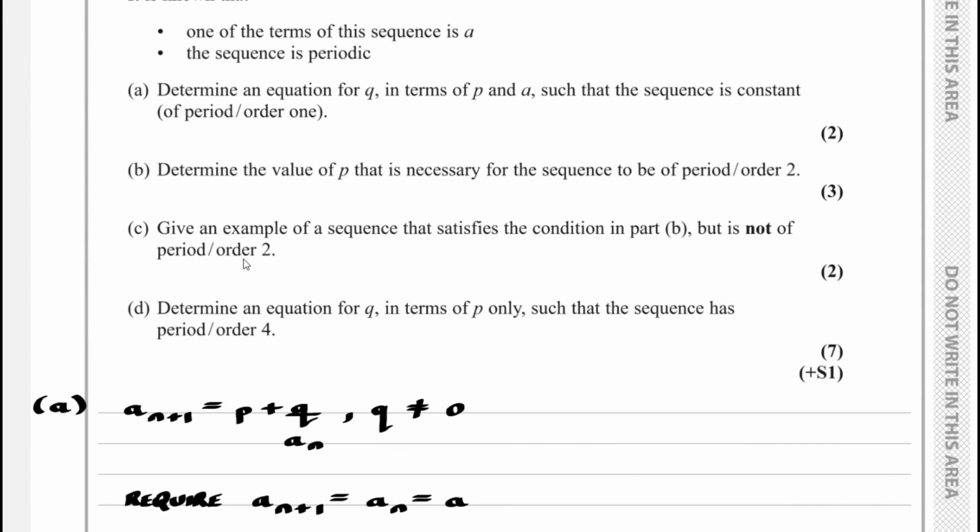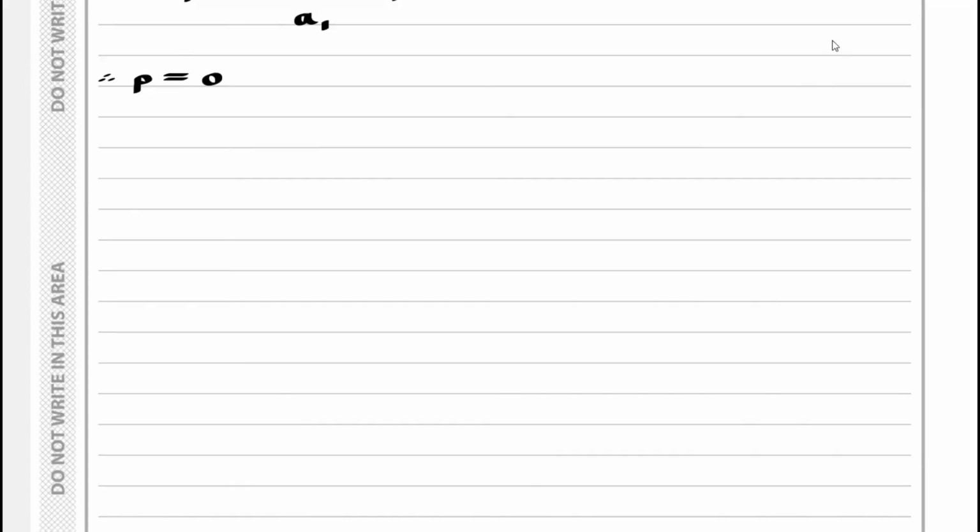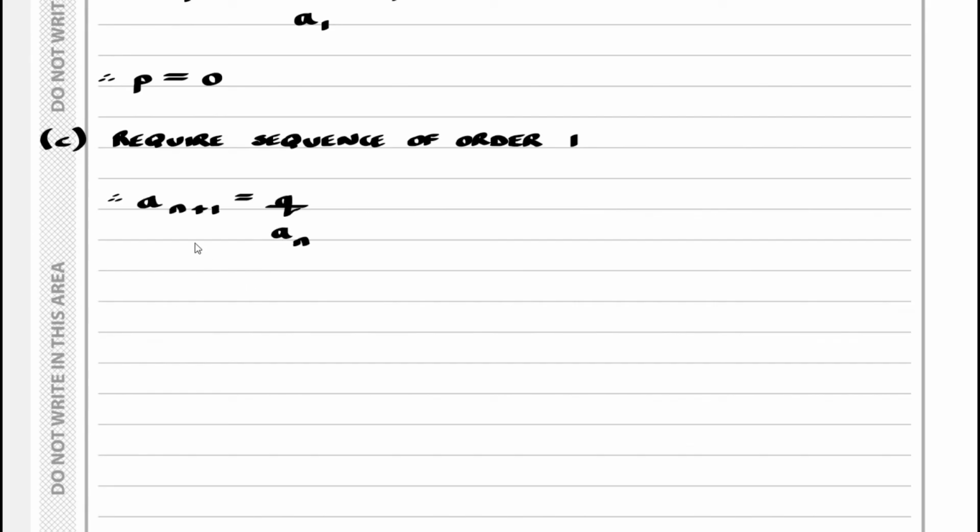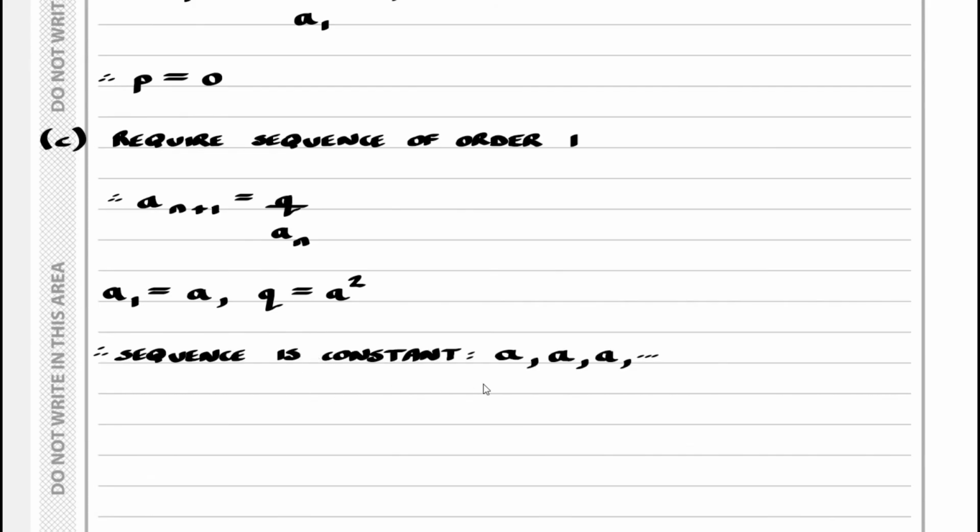Part C, give an example of a sequence that satisfies the condition in Part B but is not of period/order 2. Well, for Part C, we require the sequence of order 1. So if I think about something like a_(n+1) equals q over a_n, with a1 equaling a, then q will equal a squared, which means the sequence is constant, so we've got a, a, etc. for our terms in the sequence.